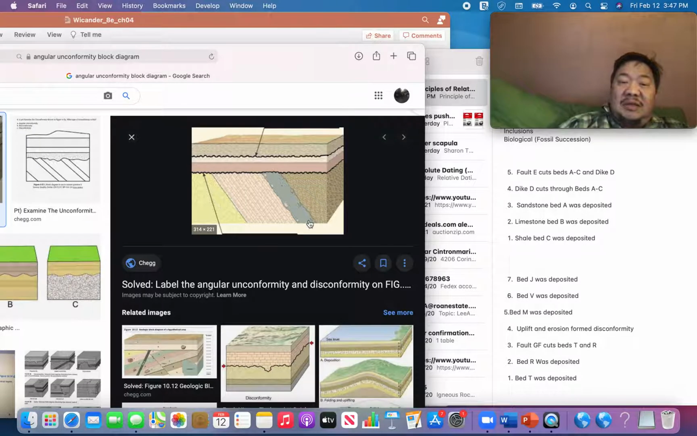Notice this is an igneous rock because you have the stippled pattern, and it's got inclusions of the limestone and the shale in it. What's the historical geology of this? First, this sandstone was deposited, then the limestone was deposited, then the shale was deposited. Then the igneous dike cut through the shale and the limestone. So that's why there are inclusions of these rocks in it, meaning that this rock is younger than these two rocks that it cuts through. Then the sandstone, the limestone, the dike, and the shale were tilted. Right? Then what happened? Uplift and erosion, forming an angular unconformity. Then what happened? Then these two beds were deposited. Then what happened? Uplift and erosion, forming a disconformity. Then the shale bed was deposited.